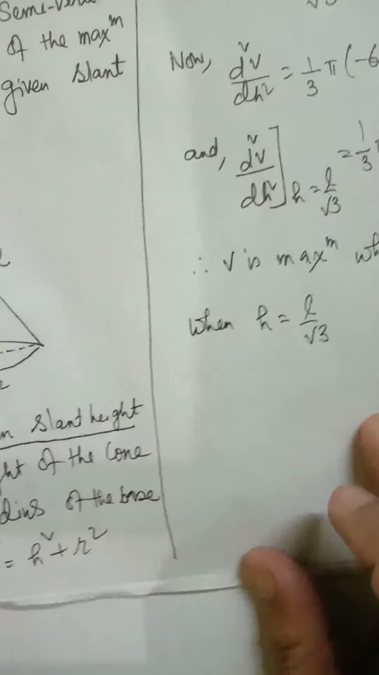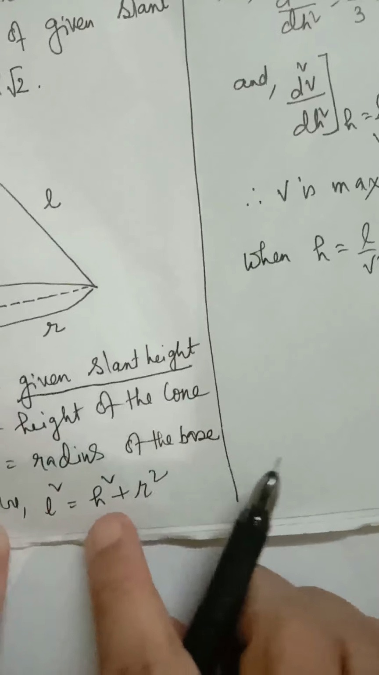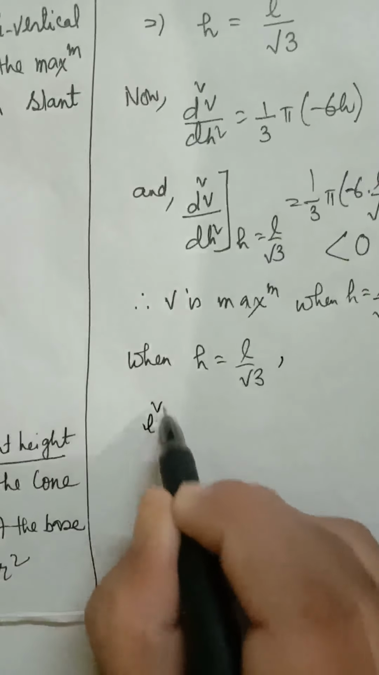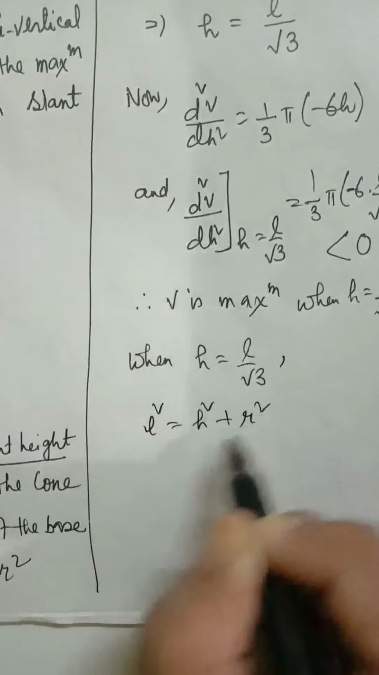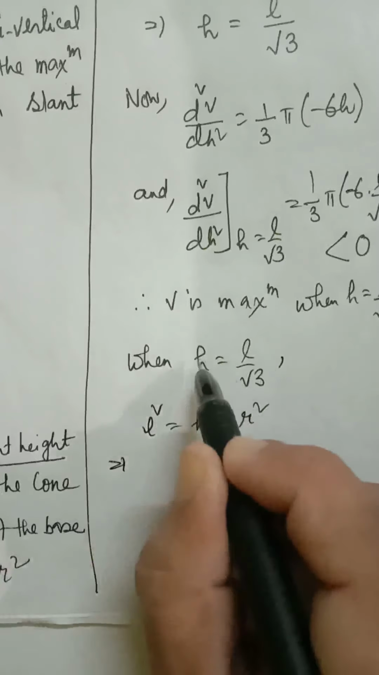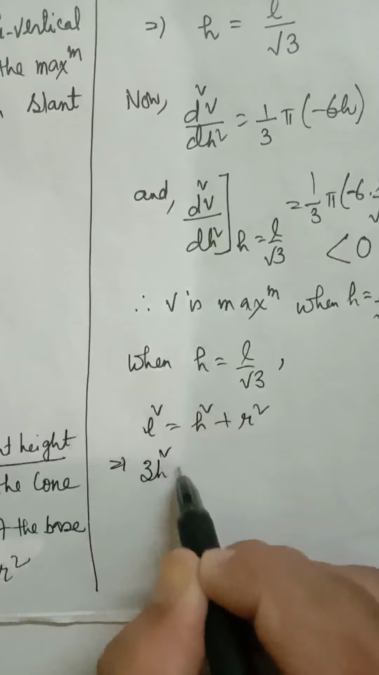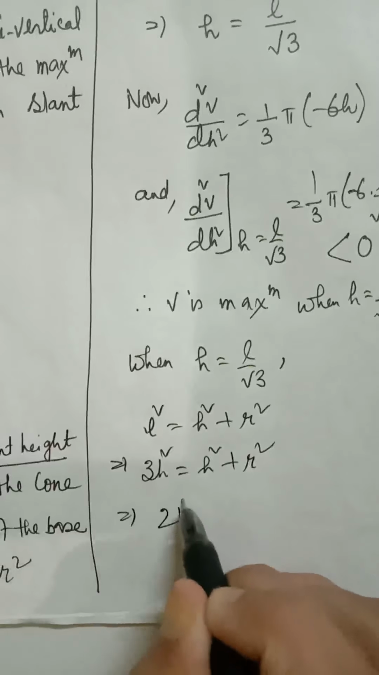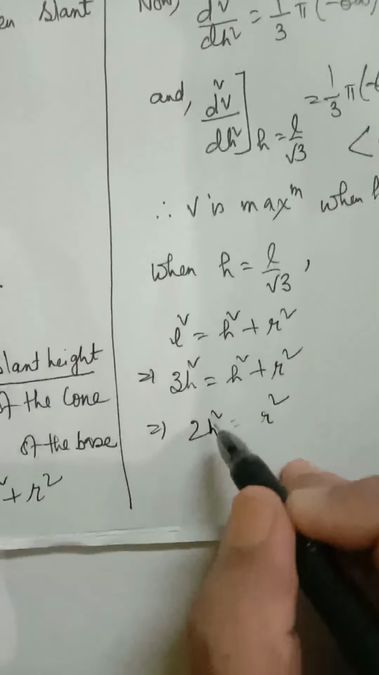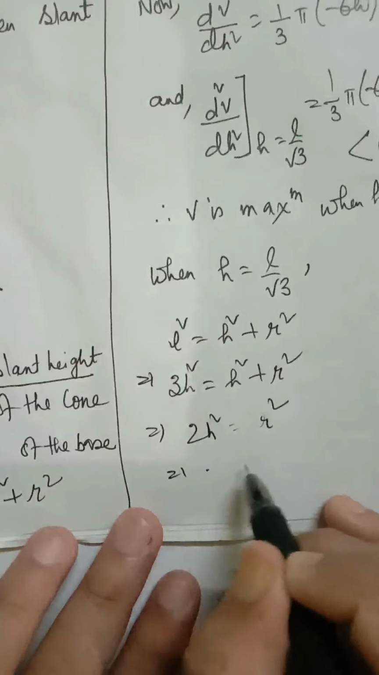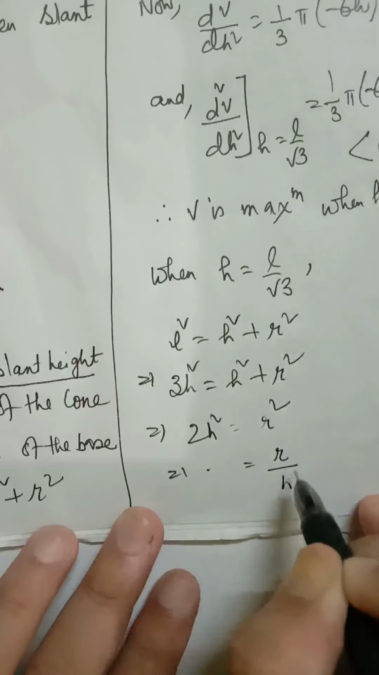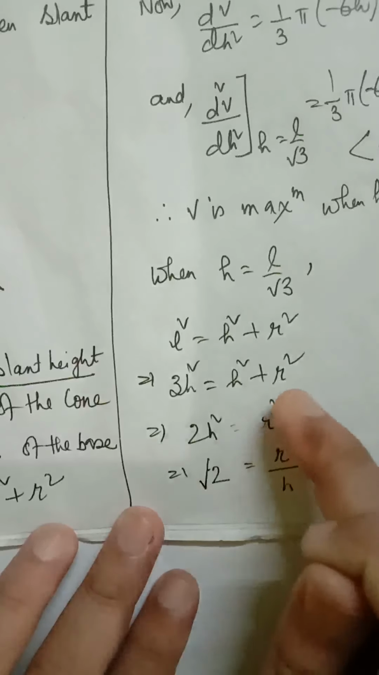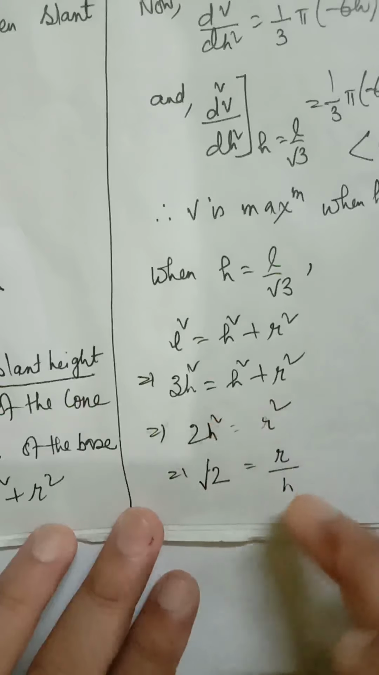When h equal to L by root 3, we have this relation L square equal to h square plus r square. L equal to root 3 h, so L square will be 3h square equal to h square plus r square. From this relation we get 2h square equal to r square. So r square by h square equal to 2, and r by h will be root 2.